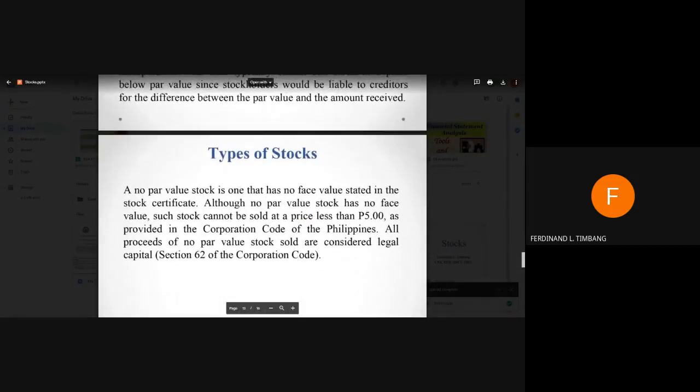Ito pala yung example ng no par value, no? Sinasabi niya, a no par value stock is one that has no face value stated in the stock certificate. Although no par value has no face value, such a stock cannot be sold at a price less than 5. So yung 5 pesos na yan yung tinatawag nating stated value. So as provided in the Corporation Code of the Philippines, all proceeds of no par value stock sold are considered legal capital.